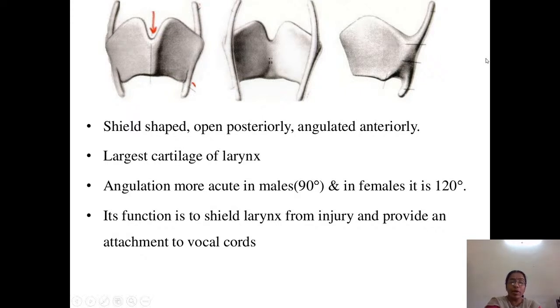When you see the thyroid cartilage, this is the largest cartilage in the larynx. It has a shield-like or butterfly shape. At the upper part anteriorly, it has an angulation. That angulation varies in males and females. In males it is about 90 degrees, whereas in females it is 120 degrees. This point can be said just by seeing the diagram. Only this much is important for you at this part.